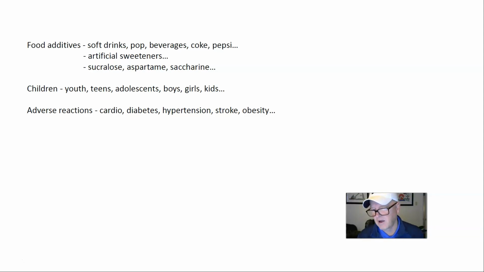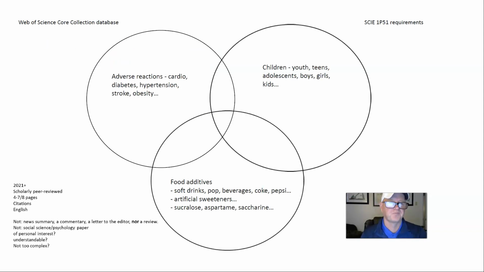So I've got my database. I've got my boundaries, which I need to use. And I've got my keywords. Let's jump into the database. So here's my diagram. On the bottom left, I have my strategies or boundaries that I need to use. I'm going to use Web of Science Core Collection as my database of choice.